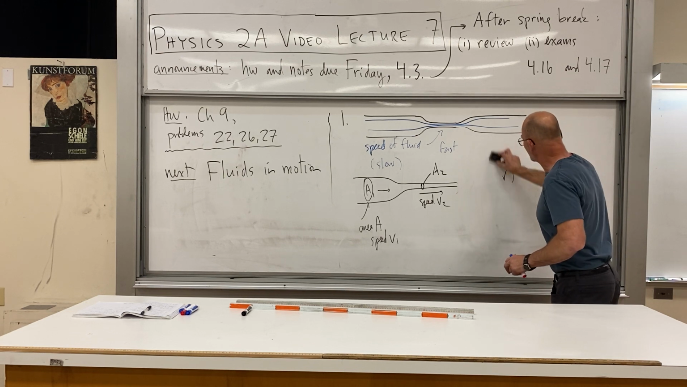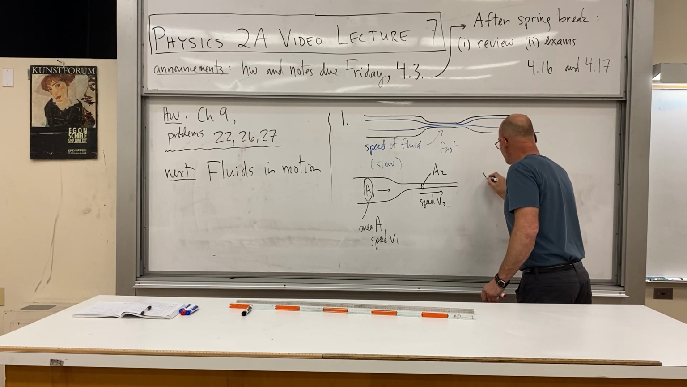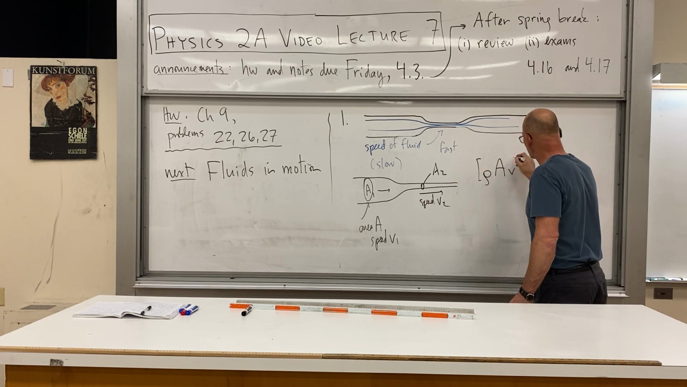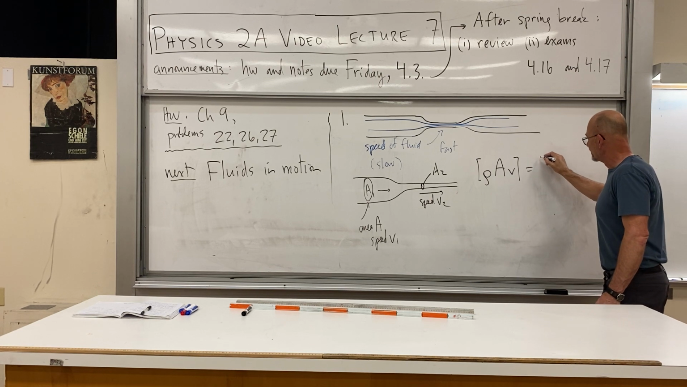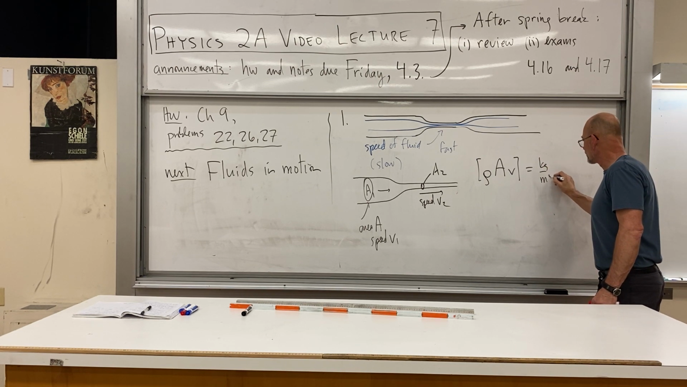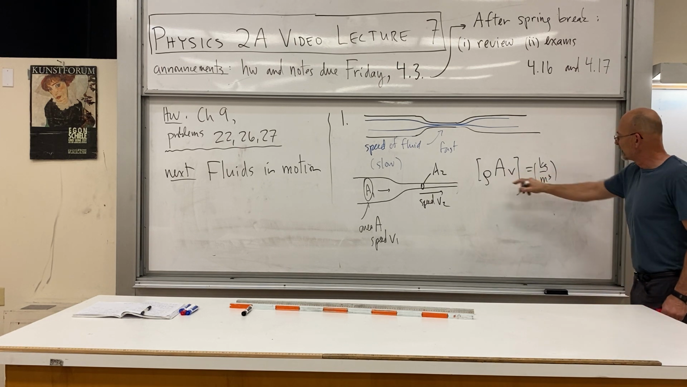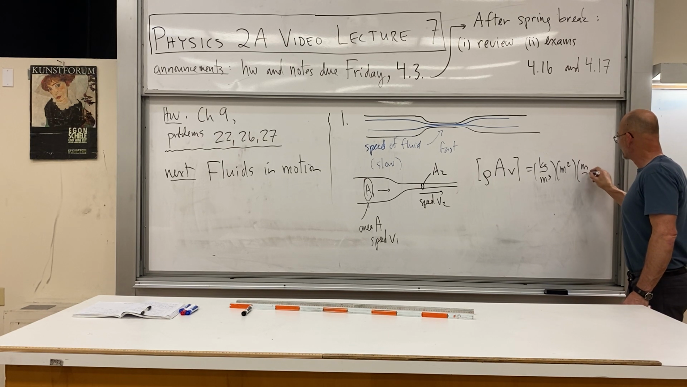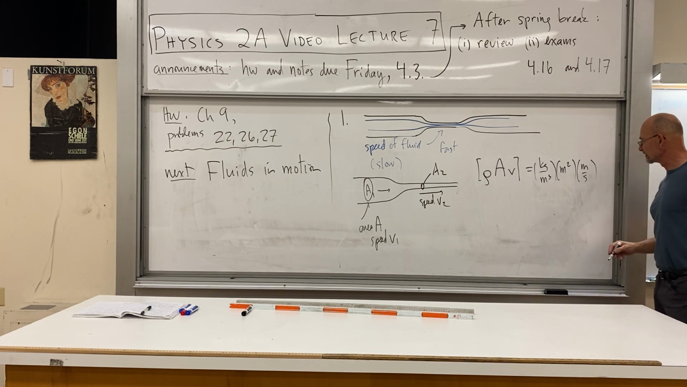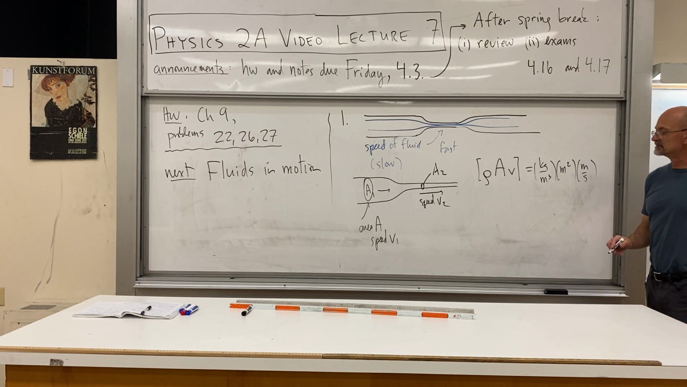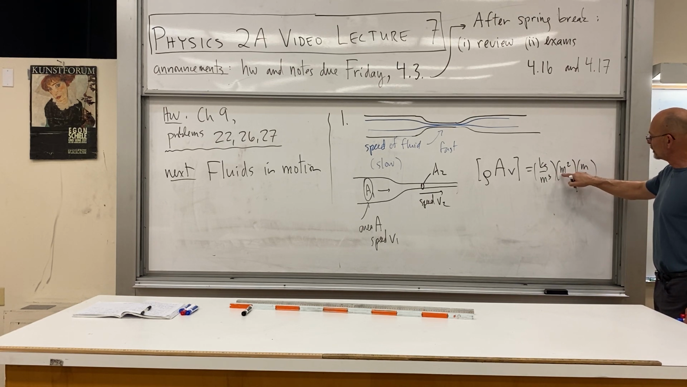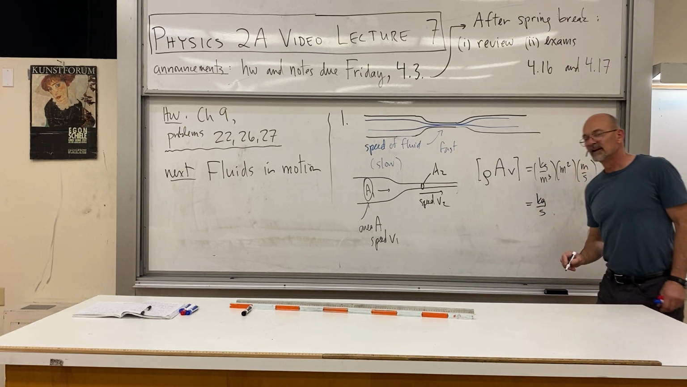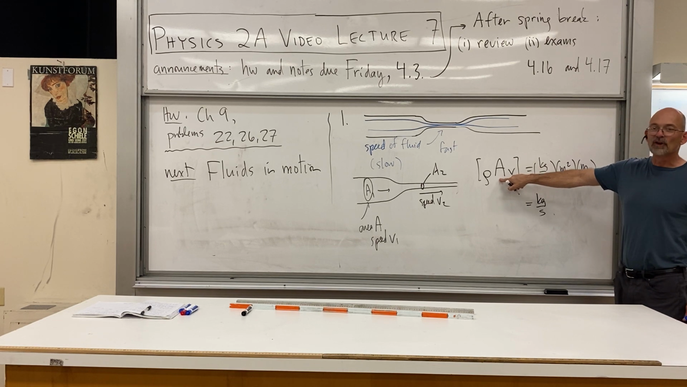So actually, let's go ahead and do this. Let's write down density times area times speed, and look at its units. That's kilograms per meter cubed, times meters squared, times meters per second. So what's left over? Meters cubed cancel against these, so the units are kilograms per second. What this thing is called is a flow rate.